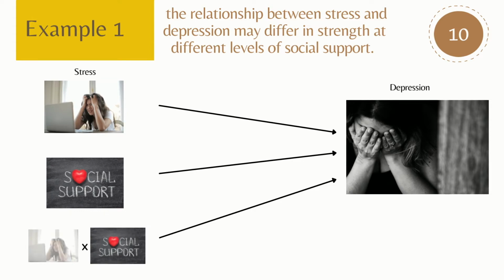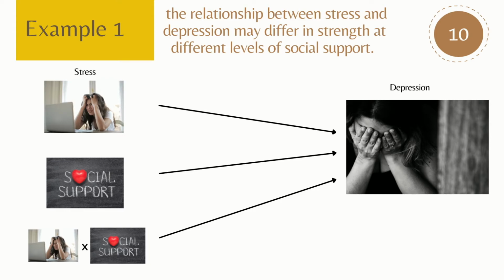Now let's look at our first example. One of the clearest examples of moderation was presented by Cohen and Wills in 1985. They argued that the social support literature had neglected to consider the role of social support as a moderator of the stress to adjustment relationship. This moderation relationship is often depicted in the following way. The schematic suggests that the relationship between stress and depression might differ in strength at different levels of social support.